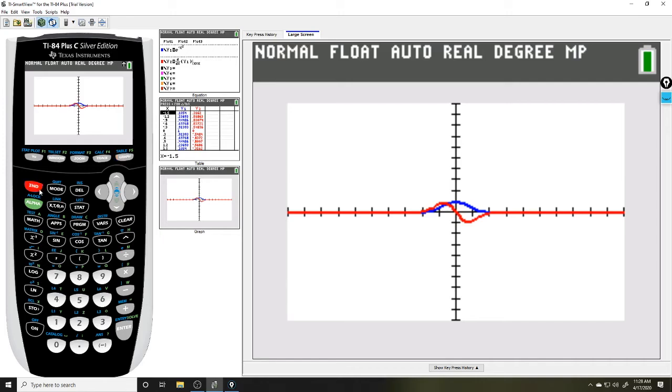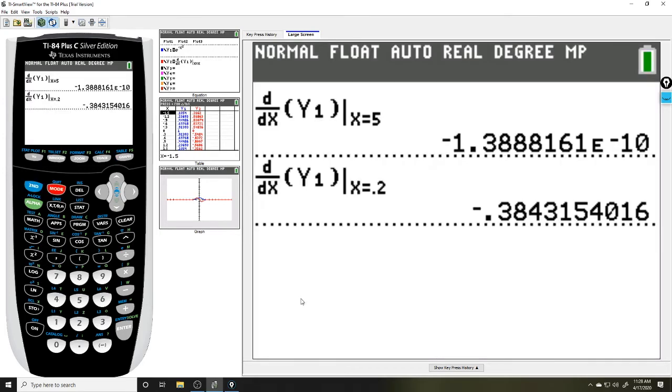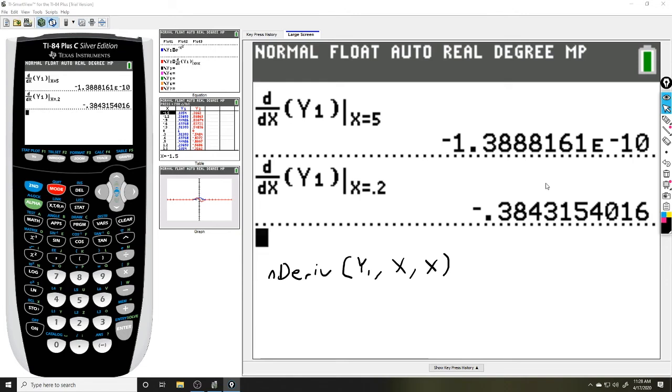Now, if you wanted to do the same thing and you had an older calculator, then your keystrokes would be still math 8 for nDeriv, and then this is the sequence of notation that you would put in. Math 8 for nDeriv, y1, comma, x, comma, whatever number you're plugging in. So this x would be whatever number. This would be the 5 or the 0.2.